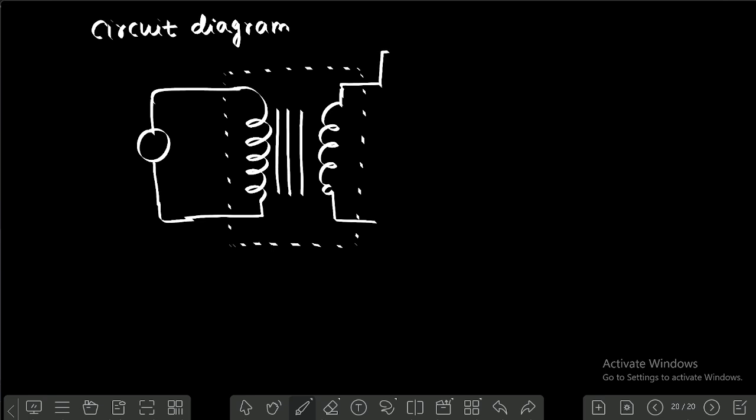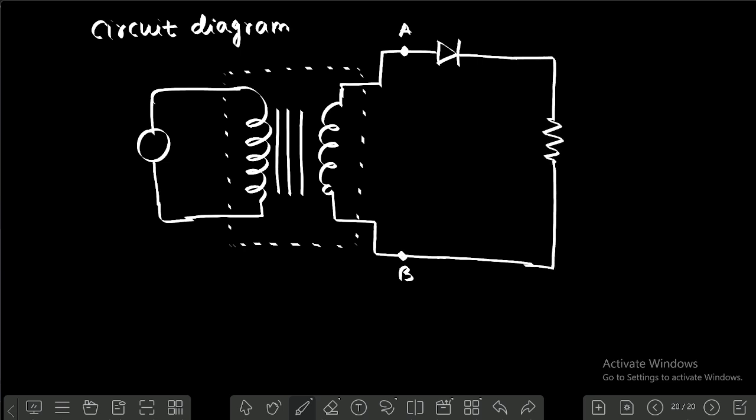Here you have a diode. This point you take as A, and this point as B. Now here you have the load, RL. Write X and Y here. The output is obtained across RL. This is the half wave rectifier circuit diagram. This coil is the primary.